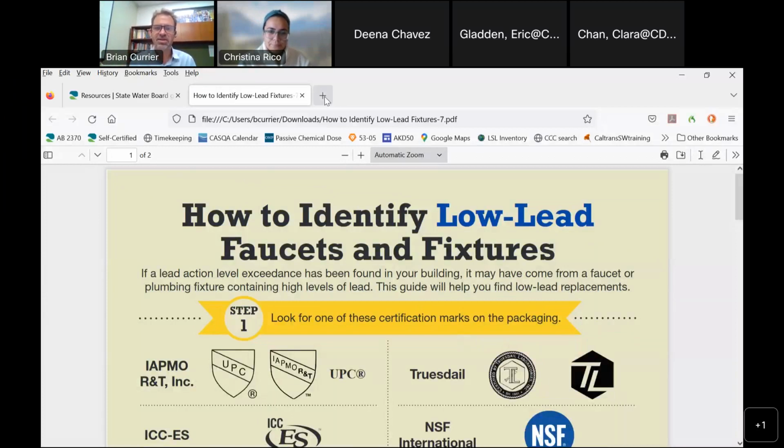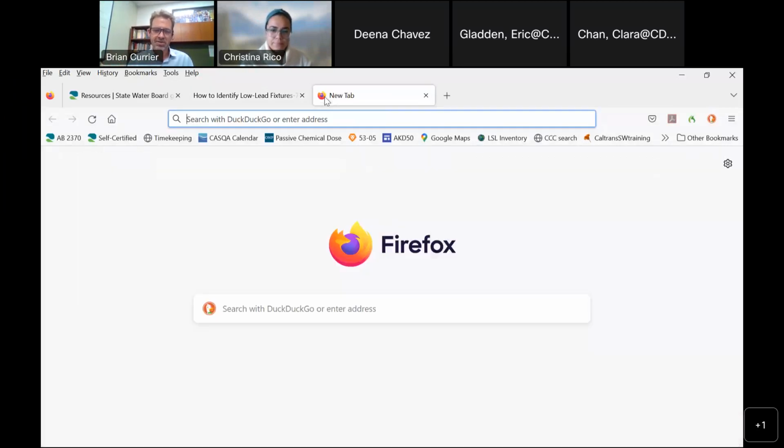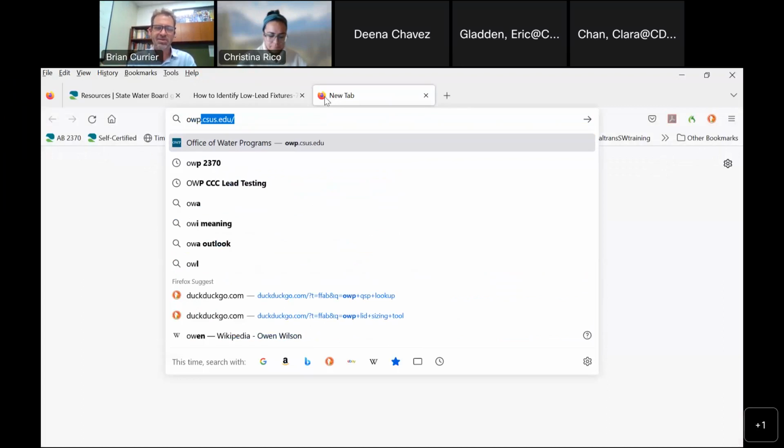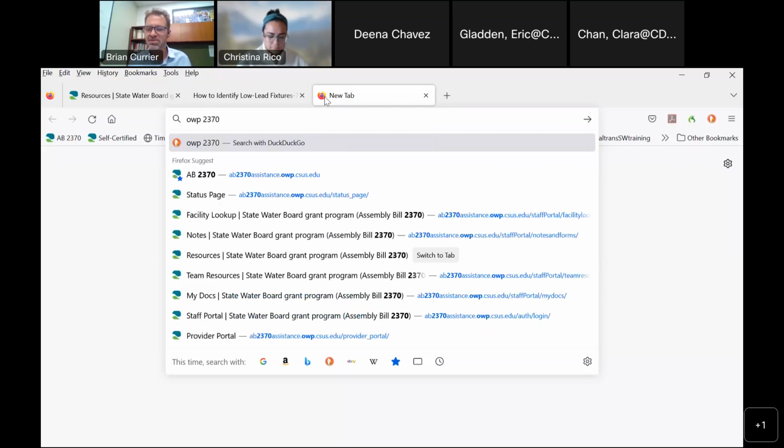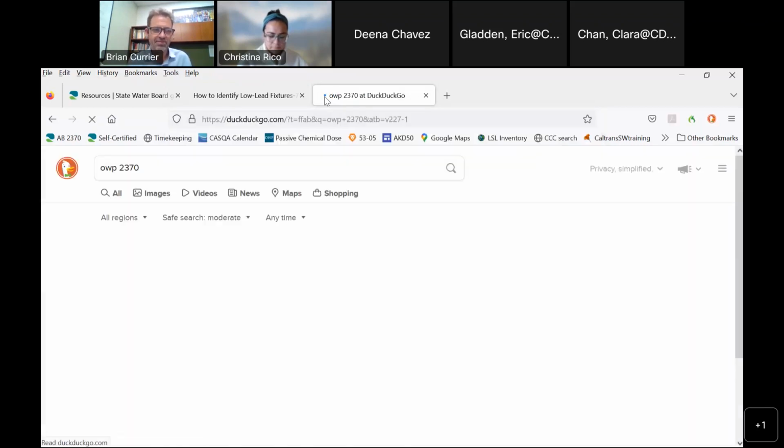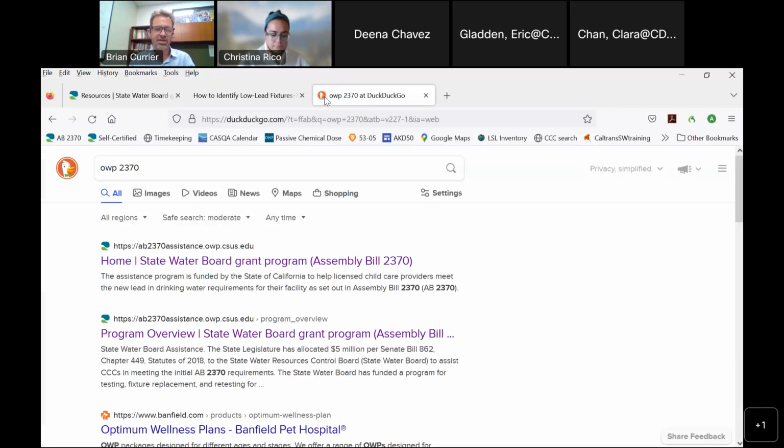But let me take you from the beginning. If you wanted to get to our site, pick your favorite browser, and I'm going to use one that doesn't give me a biased search, because I'm at this site a lot. So I'm just going to search OWP, and we're talking about the piece of legislation that has the number 2370. If you can remember that, OWP 2370, and put that in your favorite web browser, it takes you straight to our homepage. If your browser doesn't, it should be on that first page somewhere. And if you wanted, you could type it out directly into your browser, ab2370assistance.owp.csus.edu. So I'm going to click here.